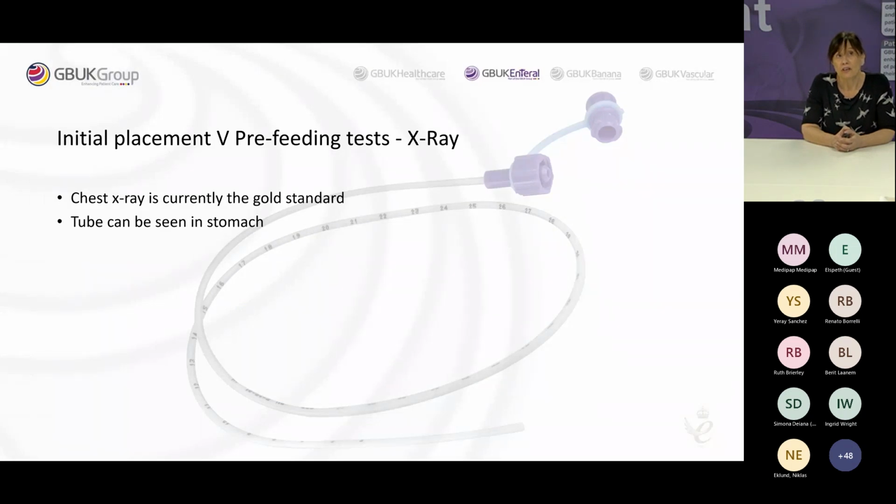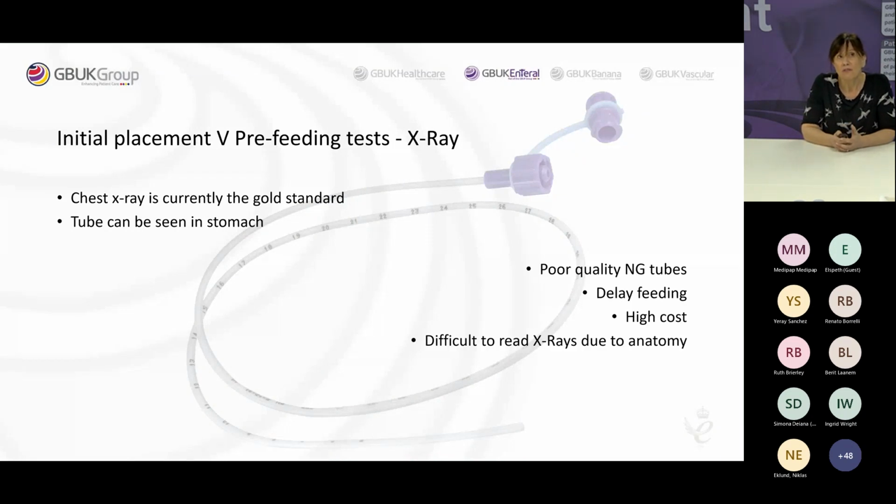So X-rays. X-ray is the most commonly used method around the world for establishing when the tube is first inserted that it's in the correct position. It's currently the gold standard around the world, and you can see the tube in the patient's stomach. However, X-raying can be problematic. It can be that some NG tubes, for example, are of a poor quality and don't show up very well on the X-ray. Some X-rays are difficult to read because of the patient's anatomy as well.